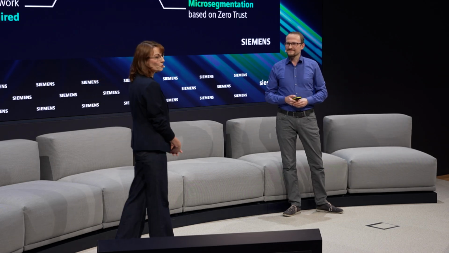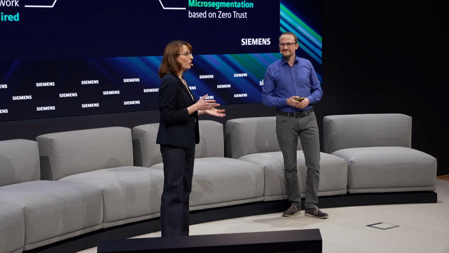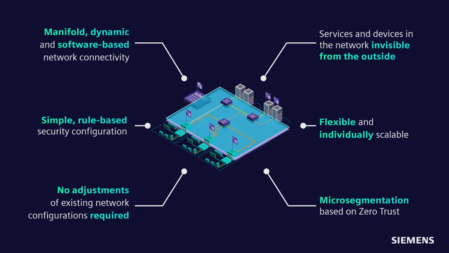And what does it all mean to you? With SINEC Secure Connect, your communication routes are no longer rigid, but can be flexibly adjusted to your requirements. Your devices and services are no longer visible from the outside, which reduces the attack surface, as potential attackers can no longer identify your valuable assets. SINEC Secure Connect is also flexible and very scalable. So it doesn't matter if you are just growing your network or renovating your brownfield right now.